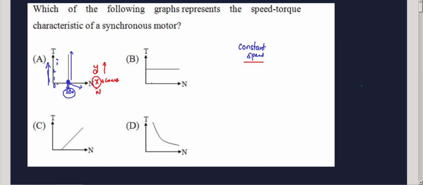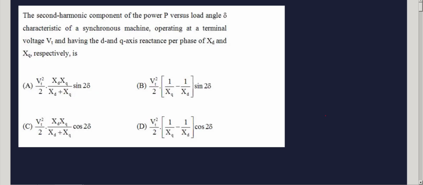Let's see here. I am going along the x-axis, speed is varying here, but torque remains constant, torque is at one position. I don't require this, because a synchronous machine is a constant speed motor. That's why it is synchronous. So you can see here, as speed varies, torque is varying. This is not it, this is not it either. So option A is the correct answer.